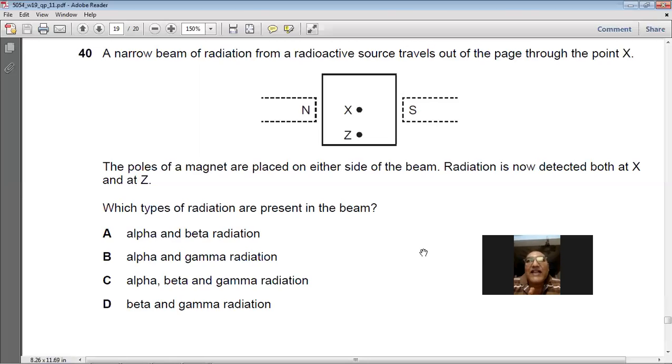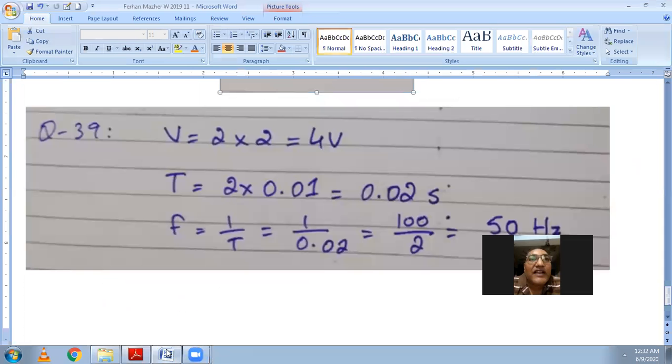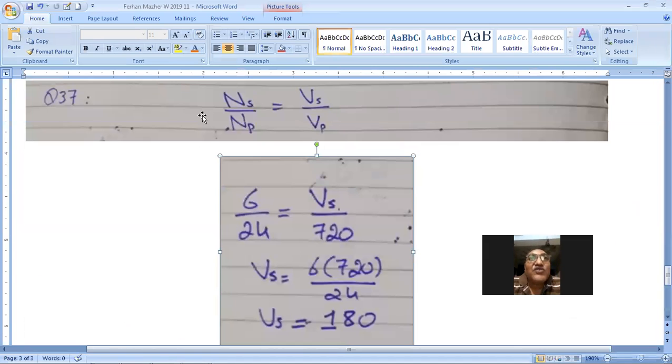So we are at the end of the paper. While I was doing my written work on this paper, I made a mistake. Let me tell you again: here I should have written NS, number of turns in the secondary required. Here I should have written NS, number of turns in the secondary required. So kindly rectify this mistake. Otherwise the numbers are good.